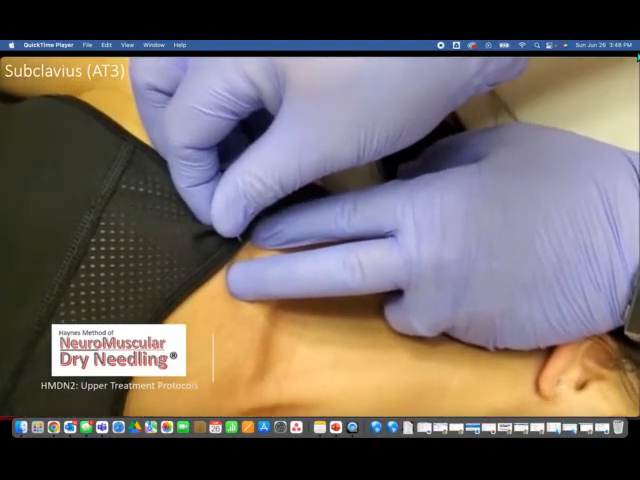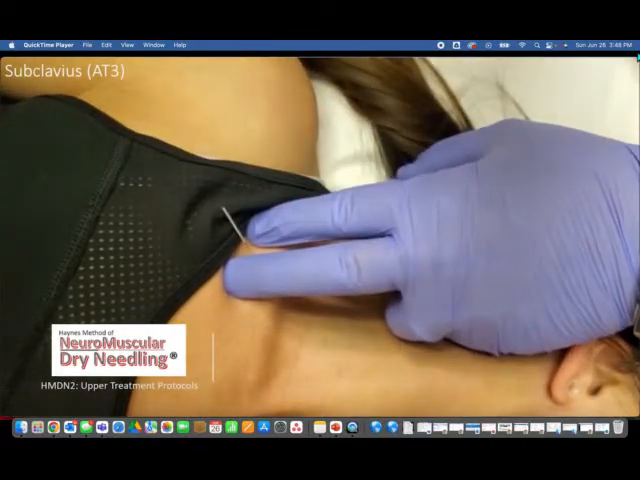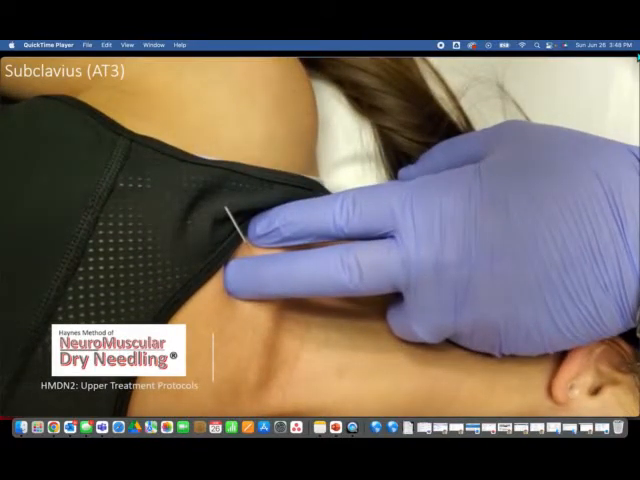Again, we're getting very close to some danger zones, so if you don't find the undersurface of the clavicle as your backdrop, don't keep wandering around with your needle. You don't want to end up going anterior into the lung field or into the neurovascular structures that are just sitting right there.